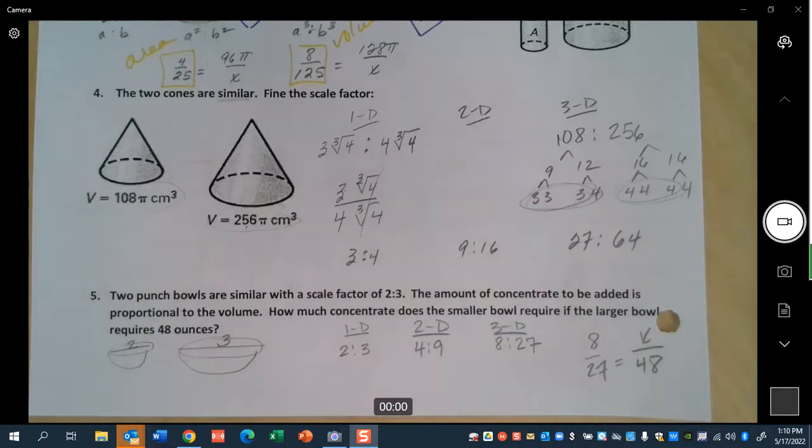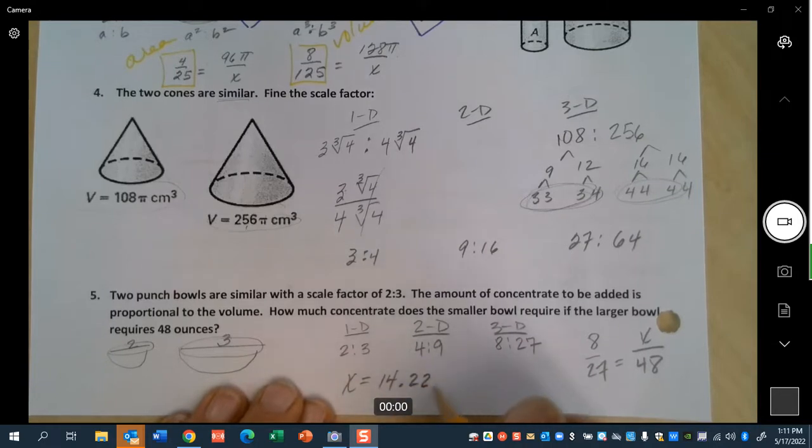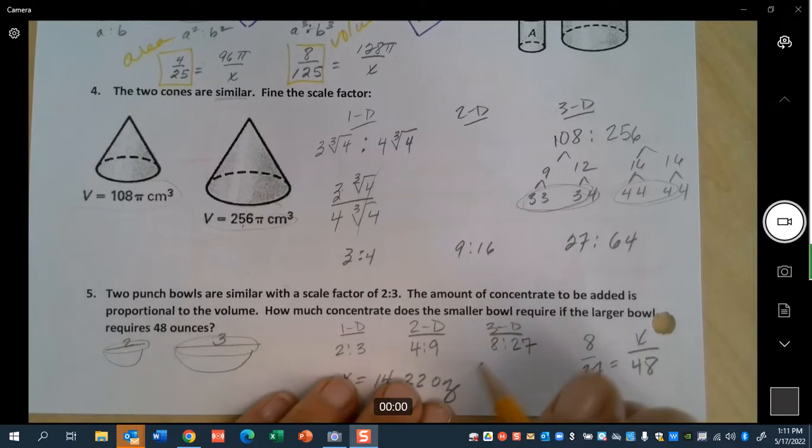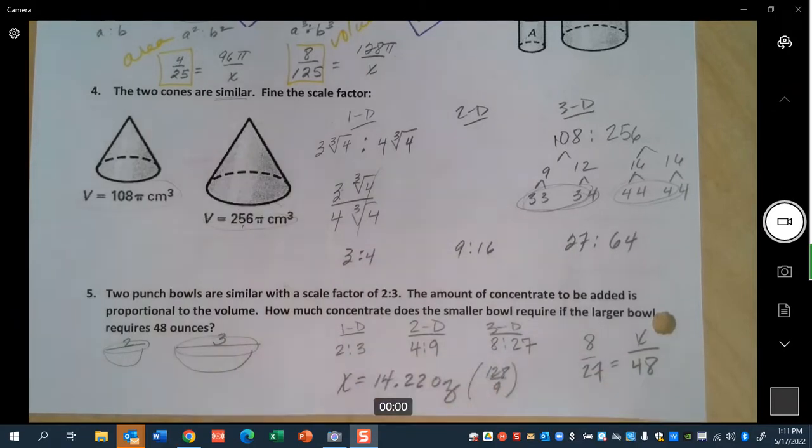So we go ahead and solve that proportion by using cross products. X is equal to about 14.22 ounces. 128/9 is my actual answer. So my advice for you is every time you're dealing with similar areas, similar volumes, make your chart. Ask yourself, which is my relationship that I'm talking about? And then that's the one that you use.